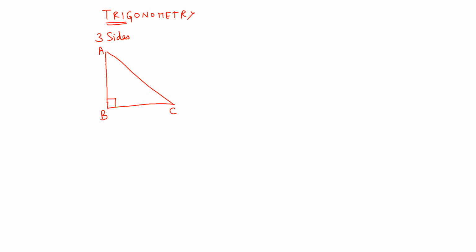Okay, let me name the angle C as theta. Whenever I compare this angle theta, angle C, I can get the other sides. The side opposite to theta is called the opposite side. The side adjacent to theta is called the adjacent side. And the longest side we call the hypotenuse.